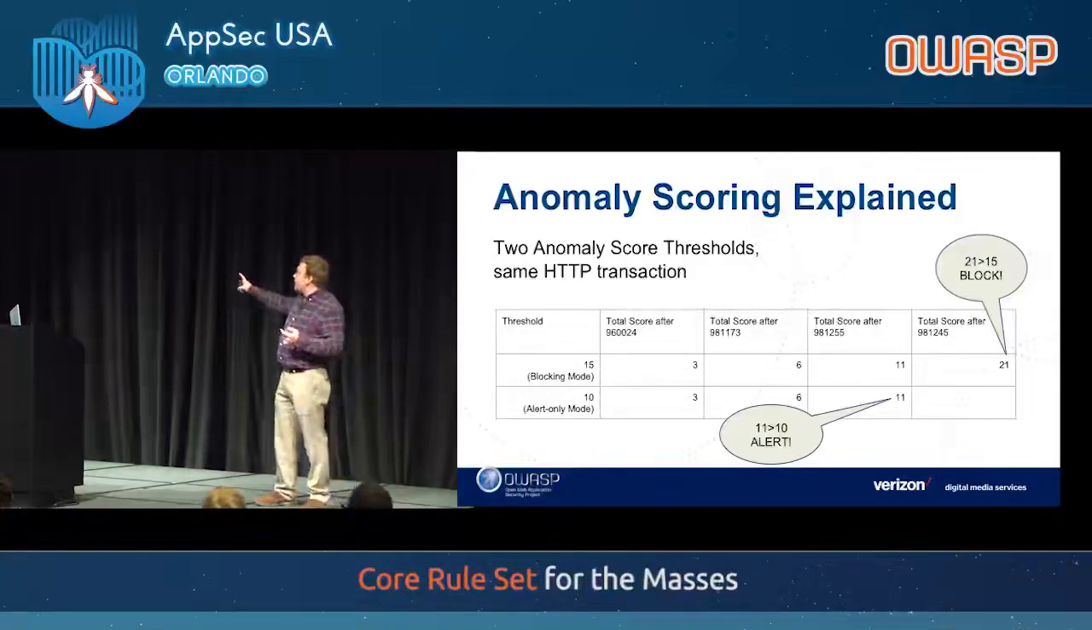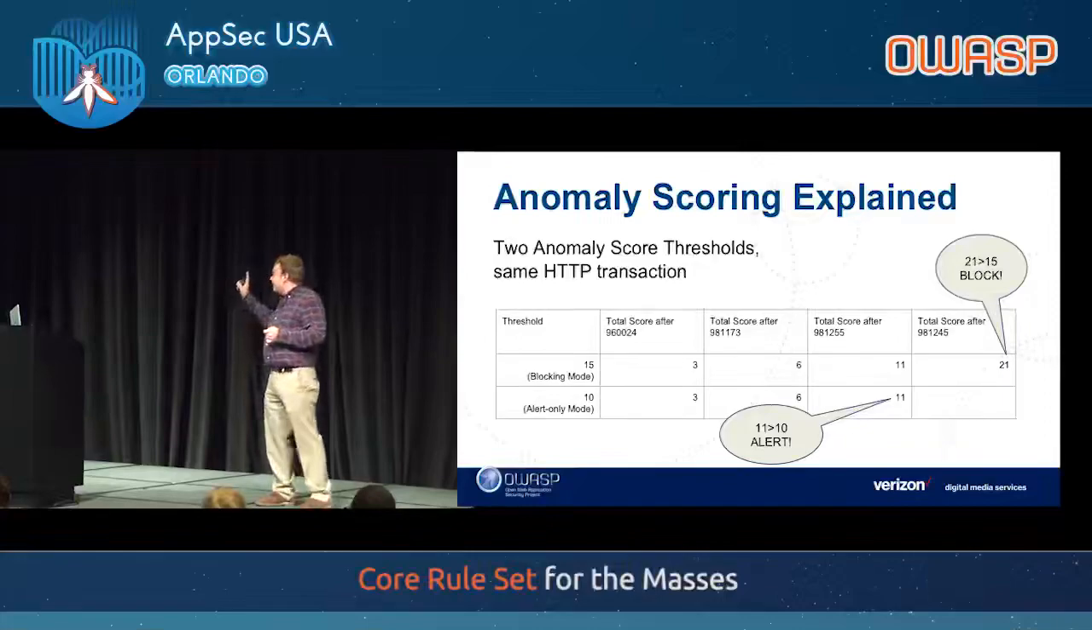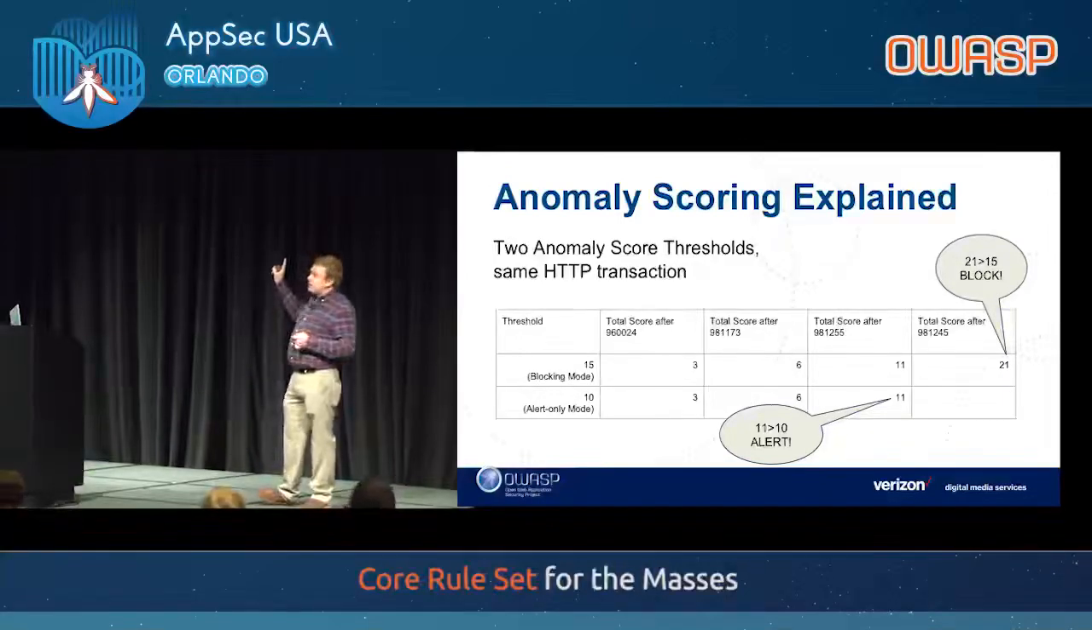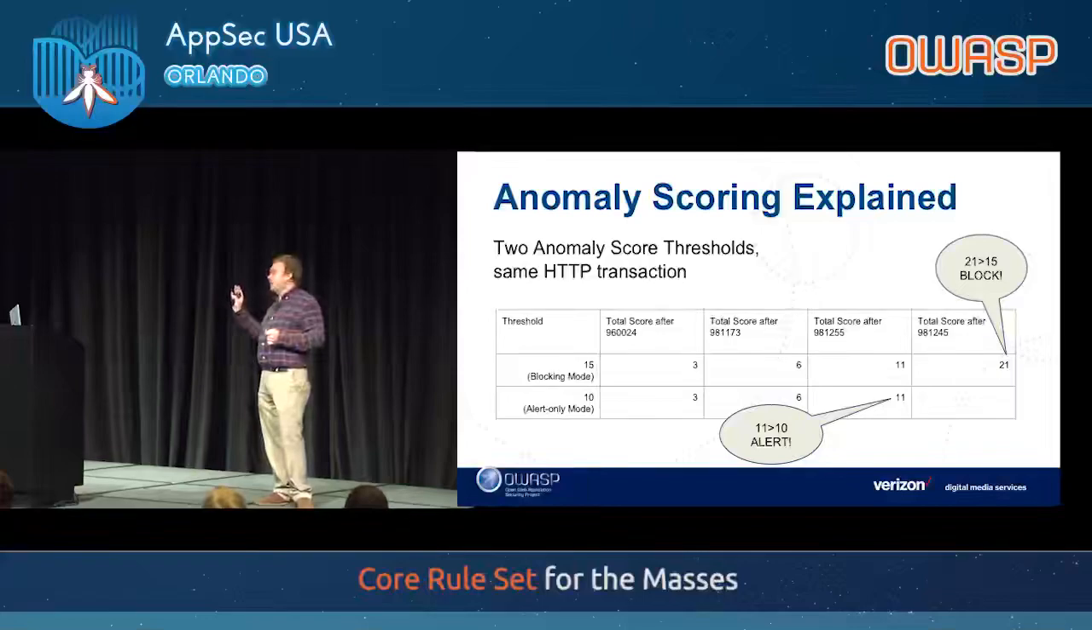And as you can see here, in the first example, we have our blocking threshold set at 15. After the first rule fires, we're at a 3. After the second rule fires, we're at a 6. After the third, we're at 11. So we're still under 15. So far, the request is still good. Then once we hit that last rule, we're taken up to 21, which is over 15, and now the WAF has deemed this alert malicious.